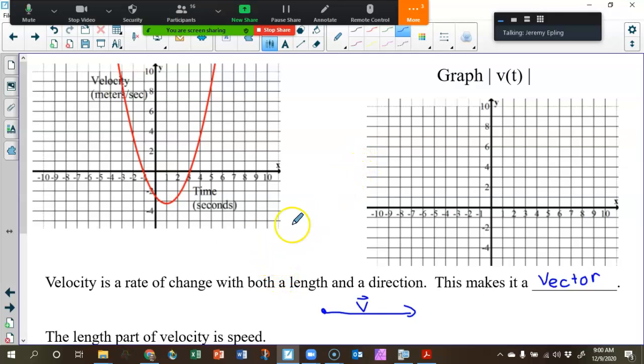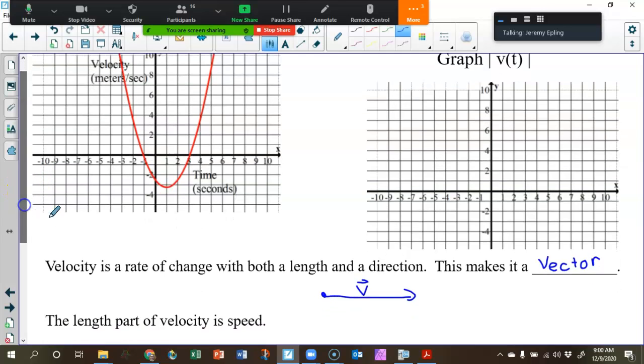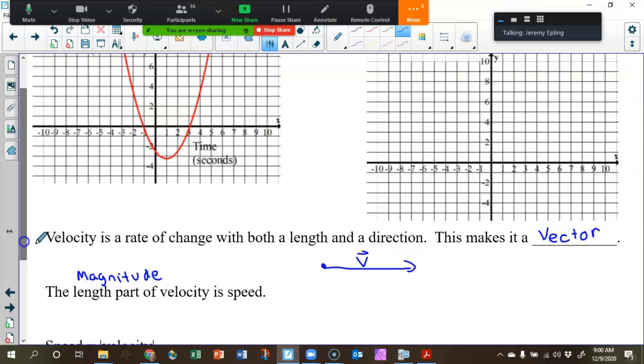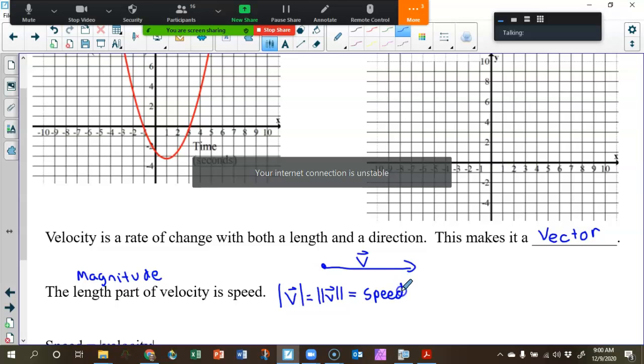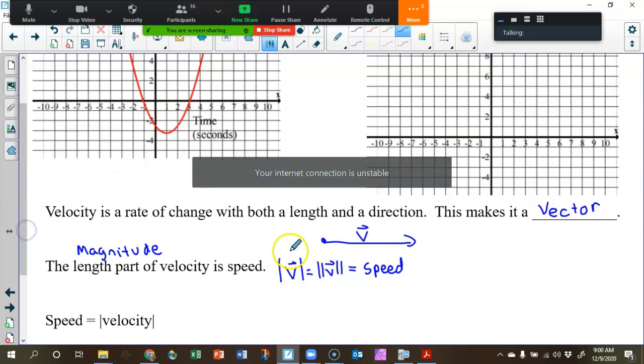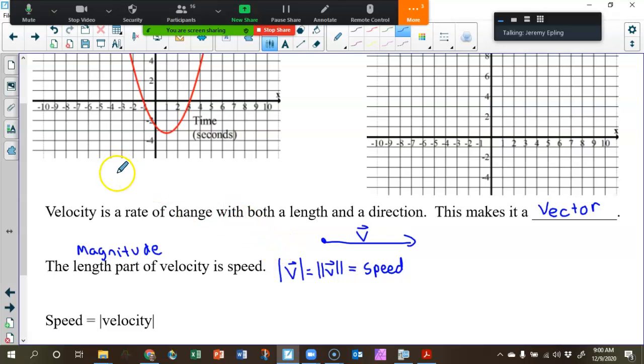If we want to know speed, speed is simply the length or the magnitude of velocity. The magnitude or length of velocity is just our absolute value. You might sometimes see it with the double bars. That's our speed. The magnitude or absolute value of velocity.